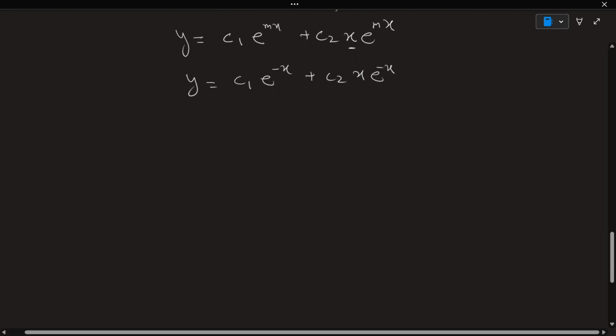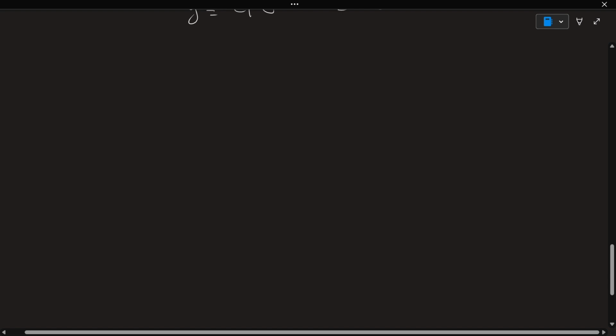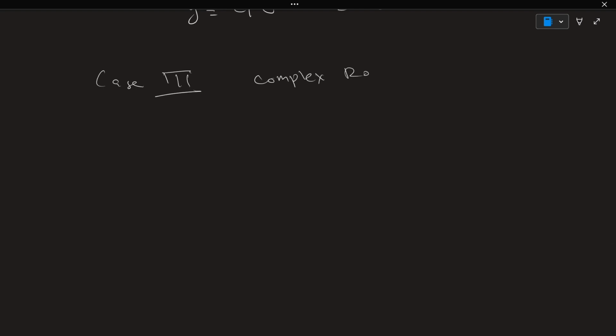So guys, this was the second case, and now we will consider the third case, where we will get complex roots. So guys, consider the equation y double prime minus 4y prime plus 5y is equal to 0. So we will assume our solution as y is equal to e raised to power mx.